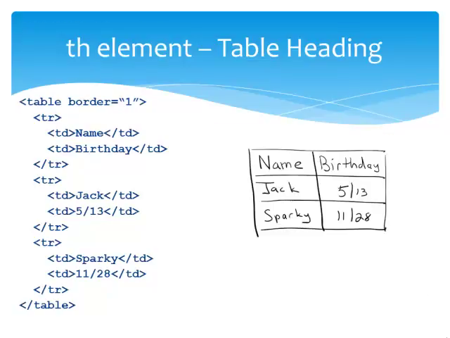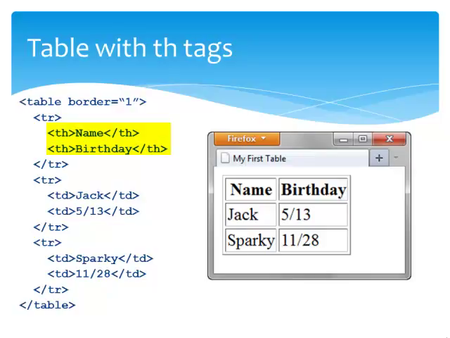The purpose of the TH element is to indicate the cells that are headings for the table. The words name and birthday are headings for the birthday list table. Review the first row of the table. The TD tags have been replaced with TH tags. The text in a TH element is displayed with bold weight font by the browser. Although it's not readily visible in this basic example, the TH text will also be centered within the table cell.